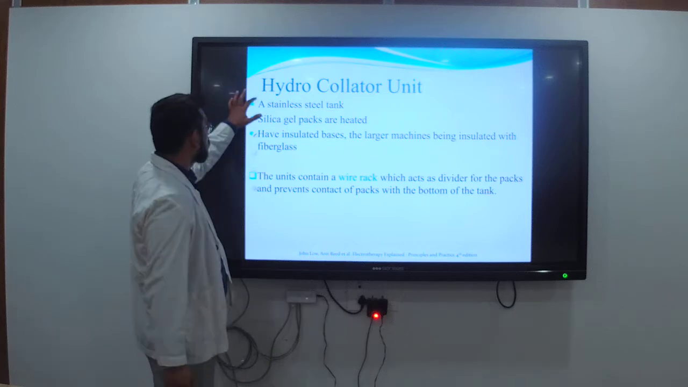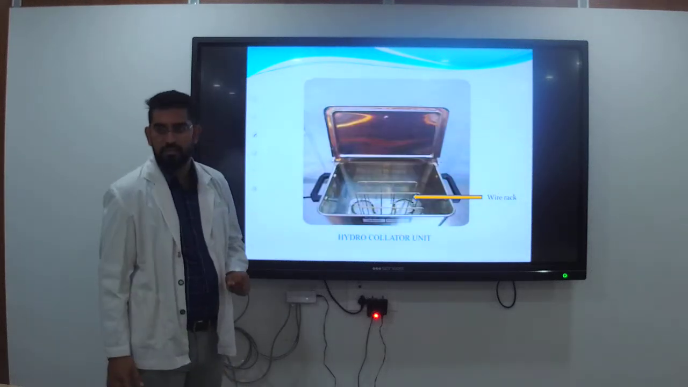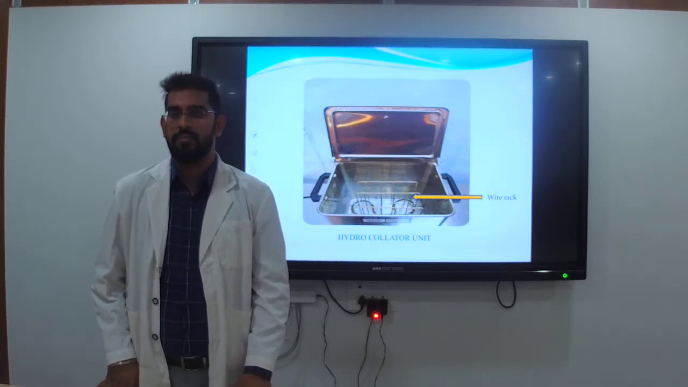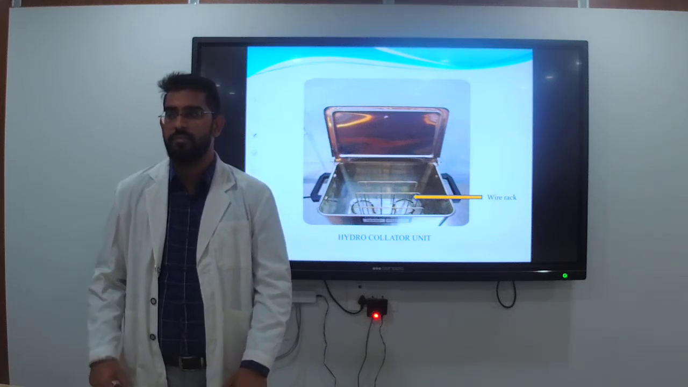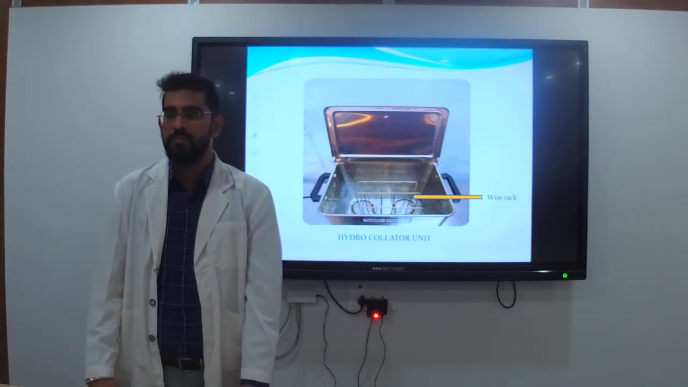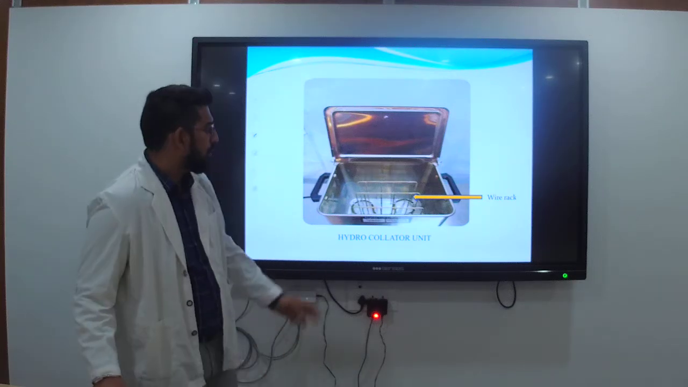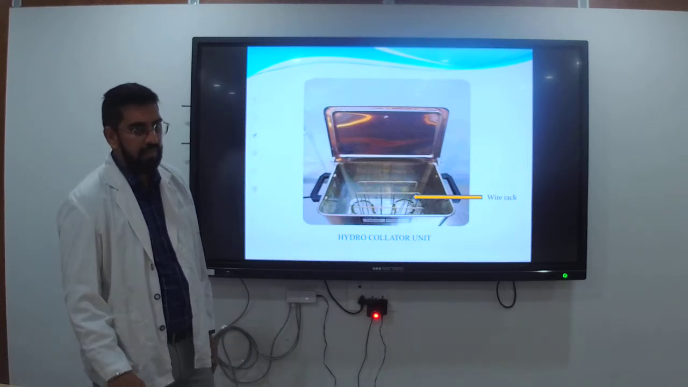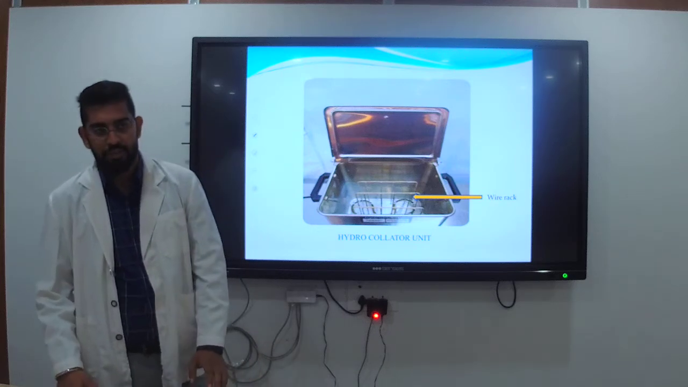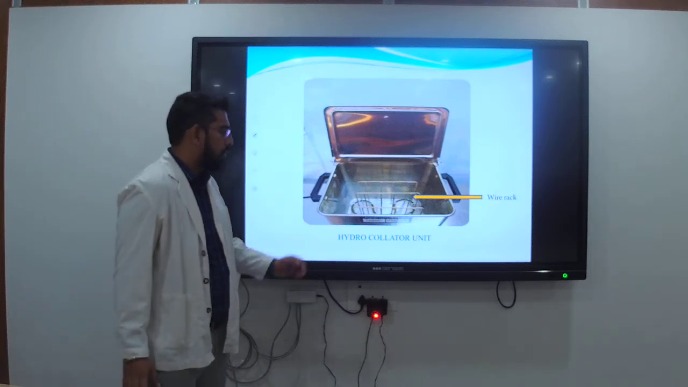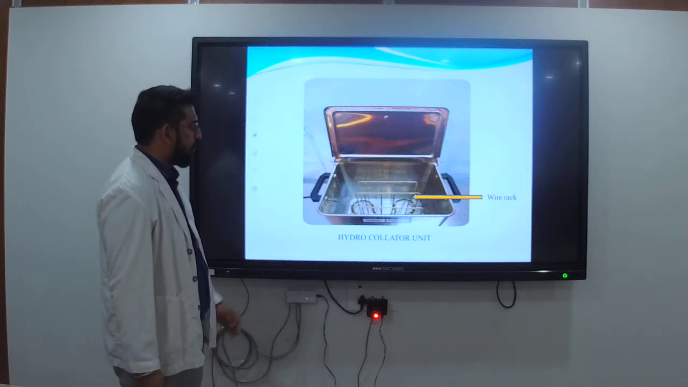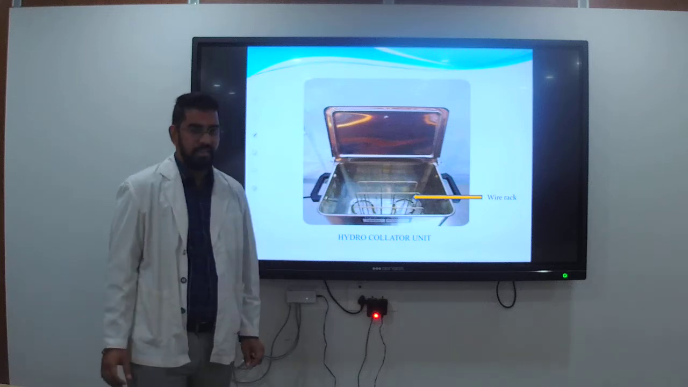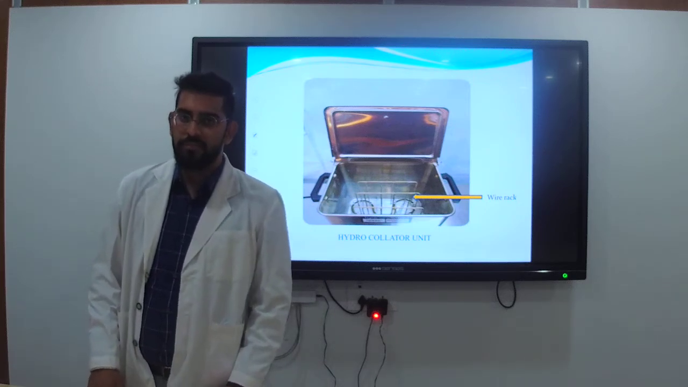Okay, move to the next slide. I will be showing you this hydrocollator unit. This is there in our physiotherapy department. When we start with the practical demonstration, at that time I will show you what a hydrocollator unit looks like. For now, you can just draw the diagram, and you should know where the racks are, where the coils are.